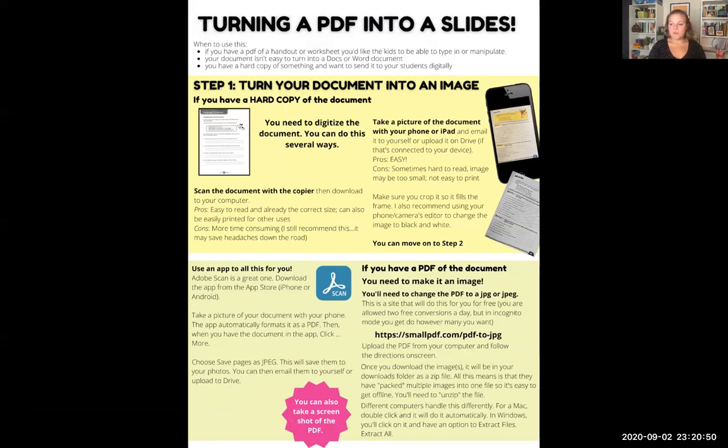Now, this video, we're going to focus on how to take a hard copy, so a worksheet or a workbook page, and make it digital. In the next video, we'll talk about what to do if you're starting with a PDF, where to go from there. But right now, we're just going to talk about how to get something that exists out in the real world onto your computer.